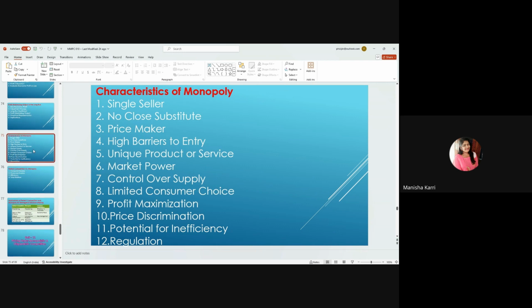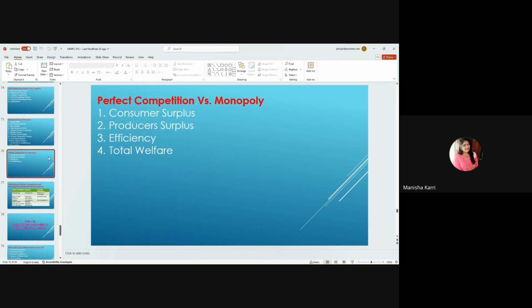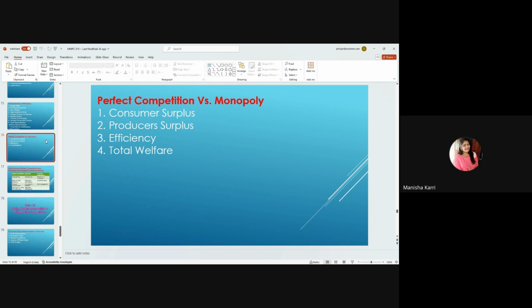So, characteristics of monopoly. We all know the characteristics of monopoly: single seller, no close substitutes, market makers, high barriers to entry, unique product or services. So, another topic is perfect competition versus monopoly. This perfect competition and monopoly means here.